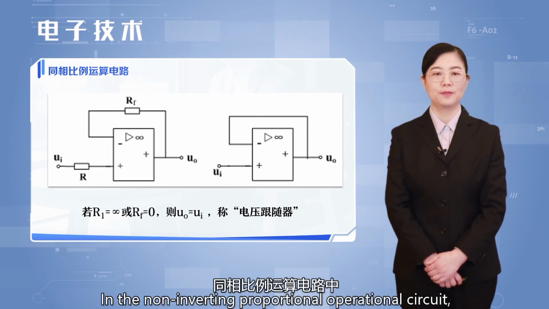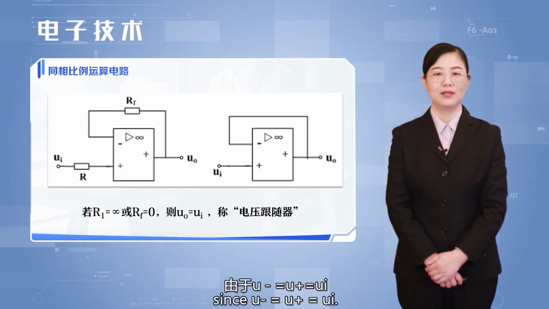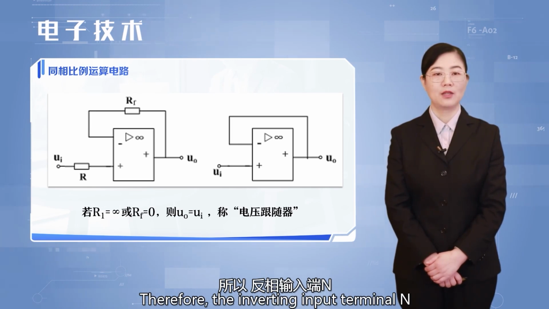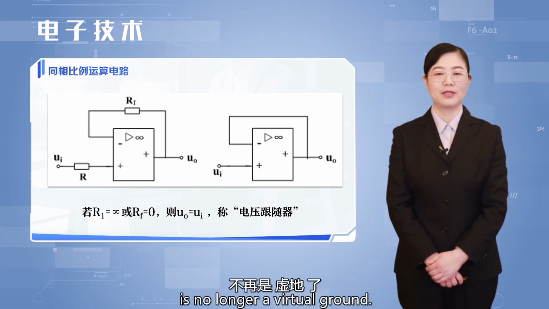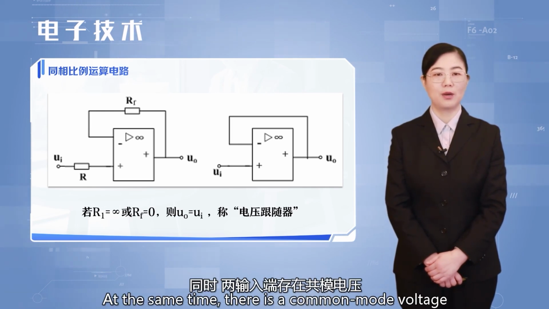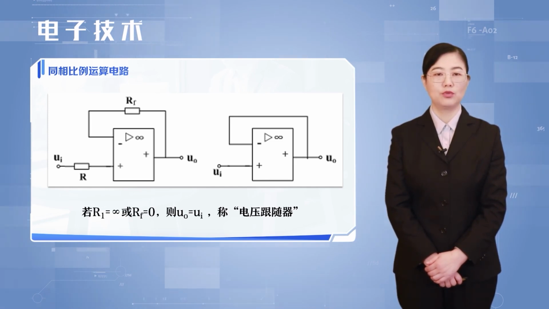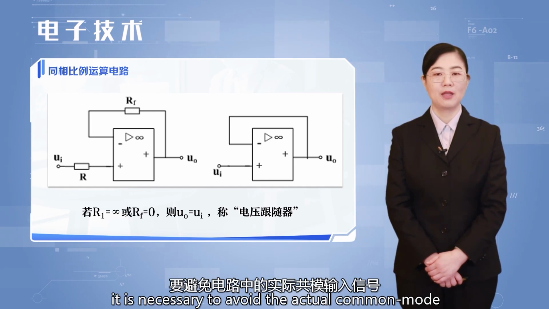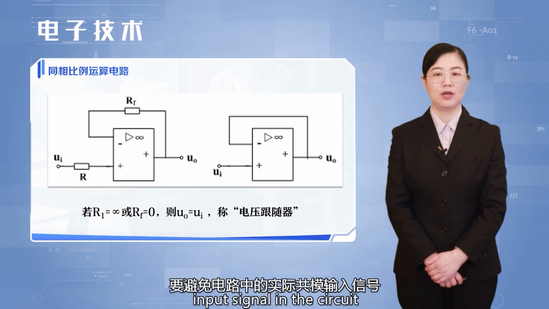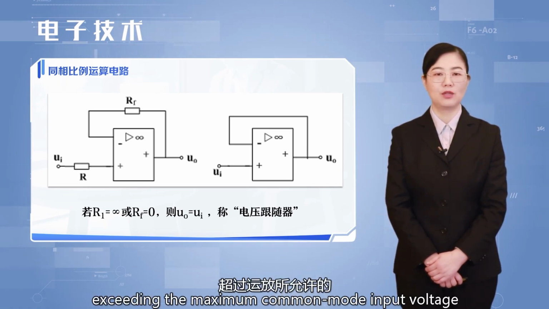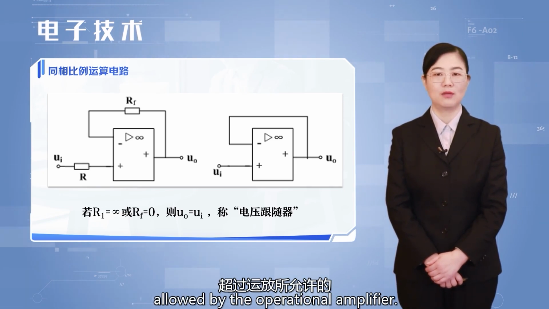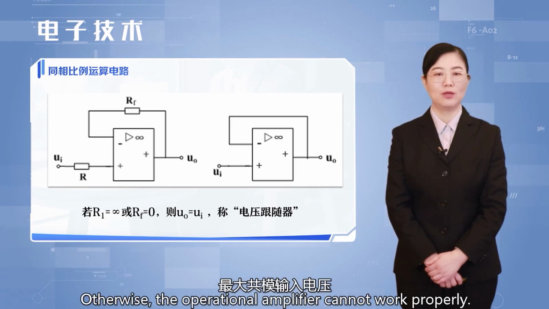In the non-inverting proportional operational circuit, since U minus is equal to U plus is equal to UI, the inverting input terminal is no longer a virtual ground. At the same time, there is a common mode voltage at both input terminals. Therefore, in the application, it is necessary to avoid the common mode input signal in the circuit exceeding the maximum common mode input voltage allowed by the operational amplifier. Otherwise, the operational amplifier cannot work properly.